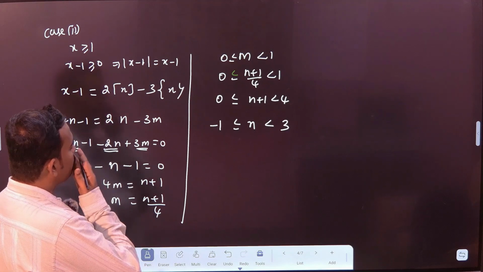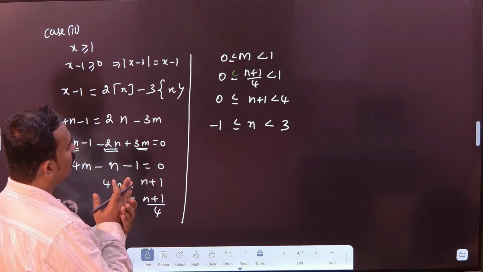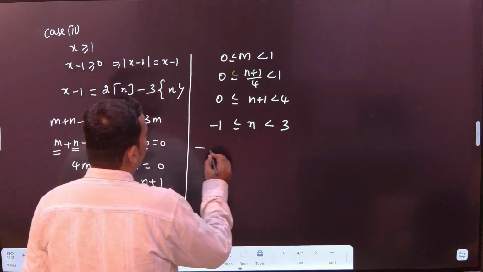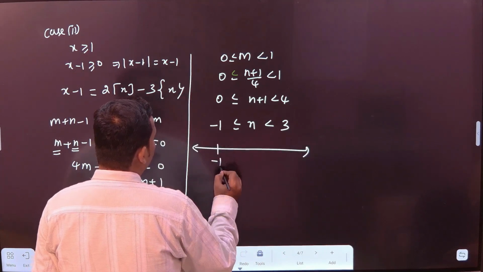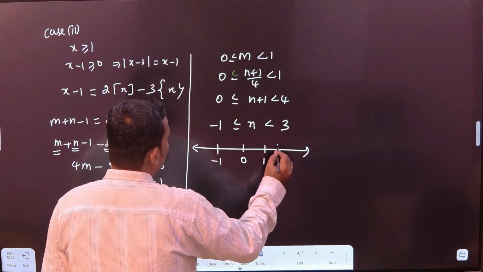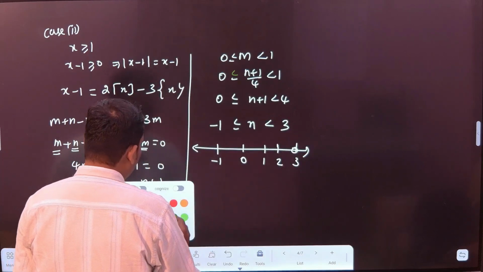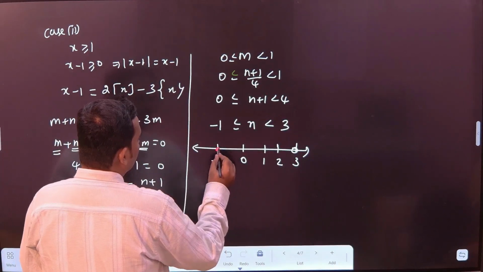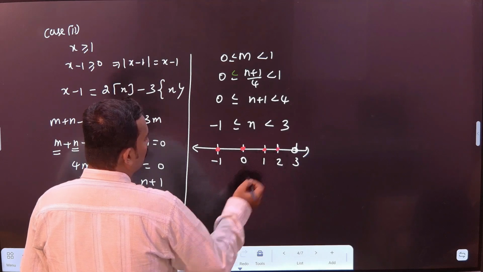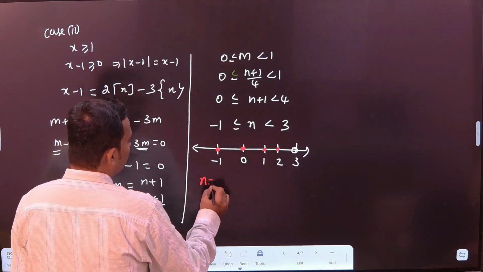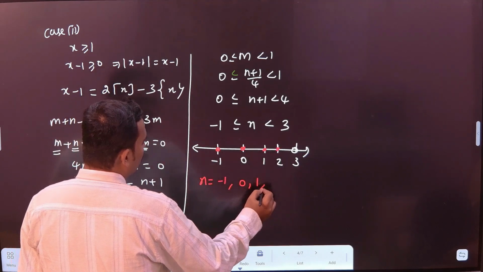Clear? 4 minus 1 is 3, correct. You can see what are the integers greater than minus 1: 0, 1, 2 and 3. 3 is not included. Therefore, what are the integers possible here? Minus 1, 0, 1, 2 only are possible, right? Therefore, n is equal to minus 1, 0, 1, 2.